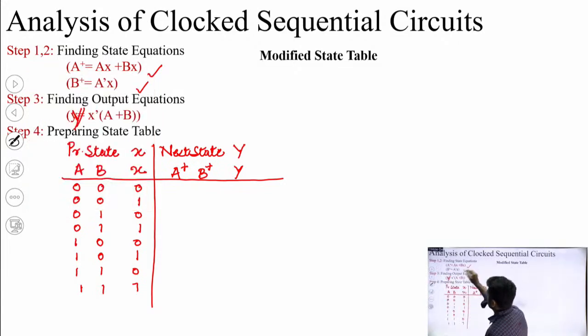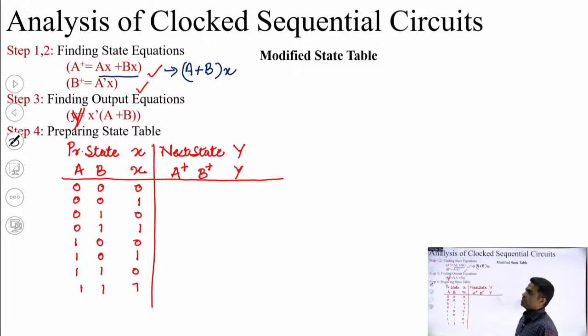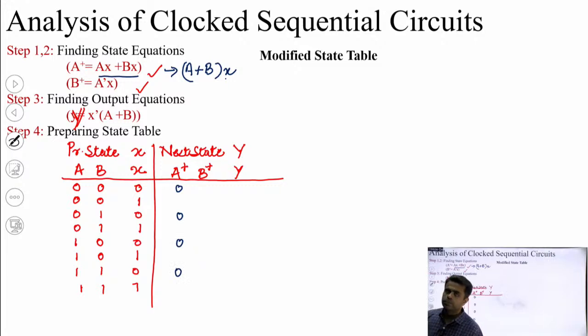This A plus thing, A plus is equal to AX plus BX. That means it can also be written as (A plus B) into X. That means wherever X is 0, here X is 0, here X is 0, here X is 0, again here X is 0. So wherever one of the things in the product is 0, the output will definitely be 0.